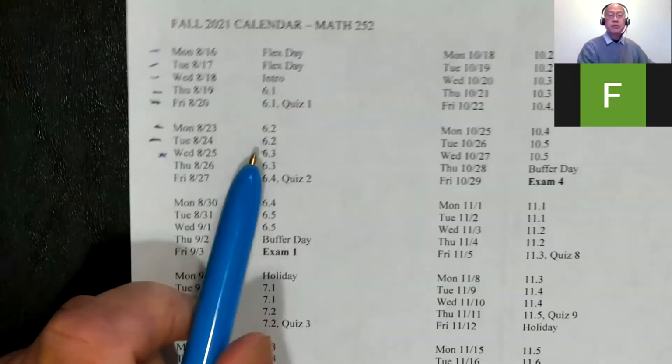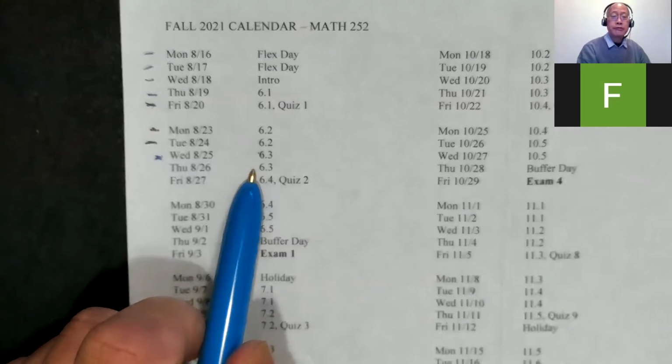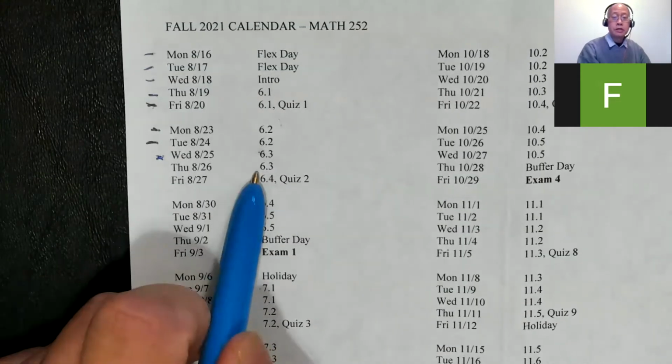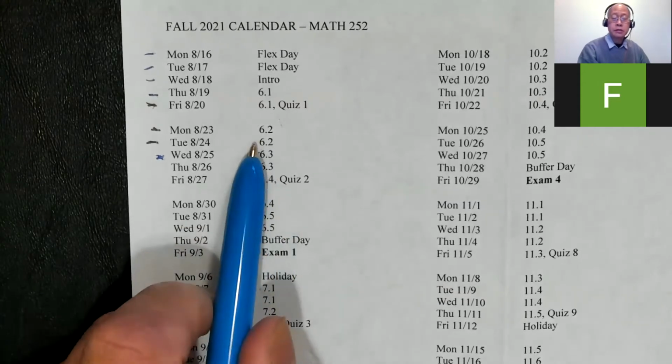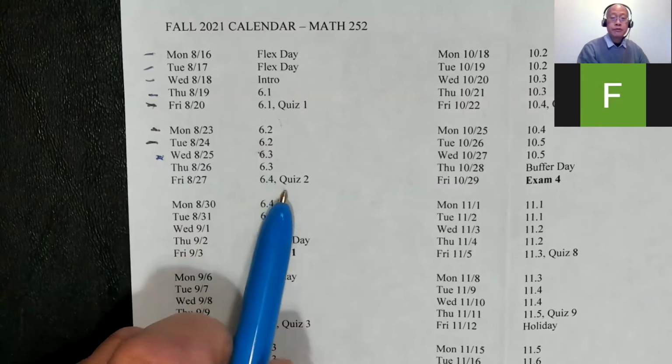All right, so I was done with 6.2. We're starting 6.3, volumes of a solid of revolution, something called the shell method. So we'll do the shell method. The quiz on Friday will be on the two methods. I'll give you a disk problem, and I'll give you a shell problem for the quiz.